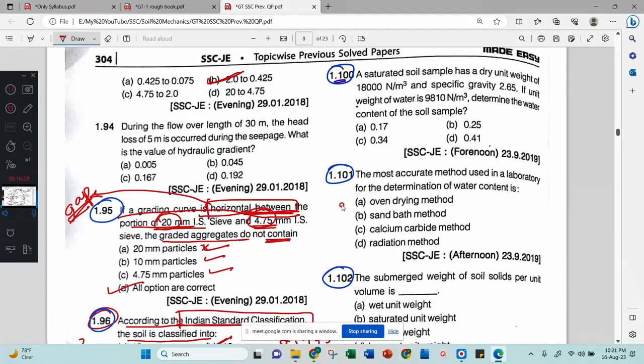During the flow over a length of 30 meter, the head drop is 5. Then the hydraulic gradient is 5 by 30. C is the correct answer.